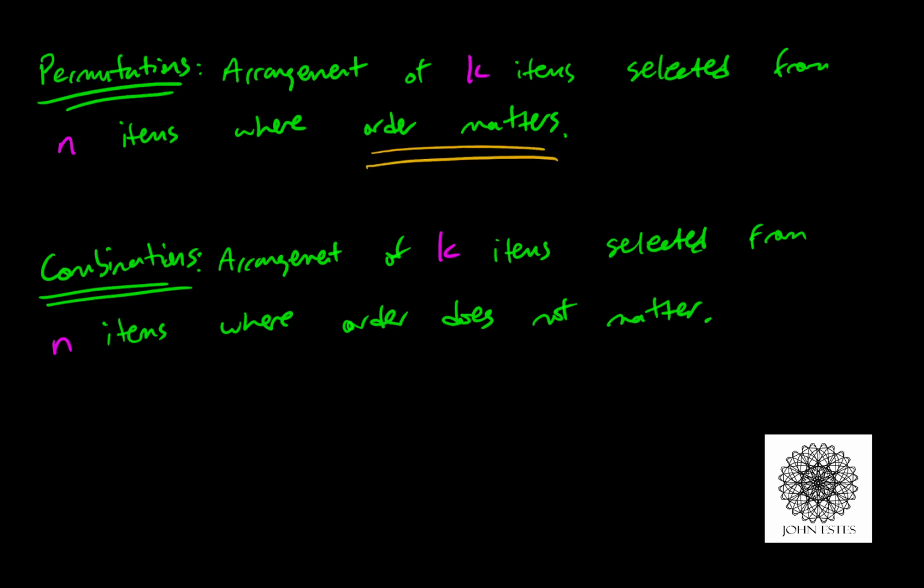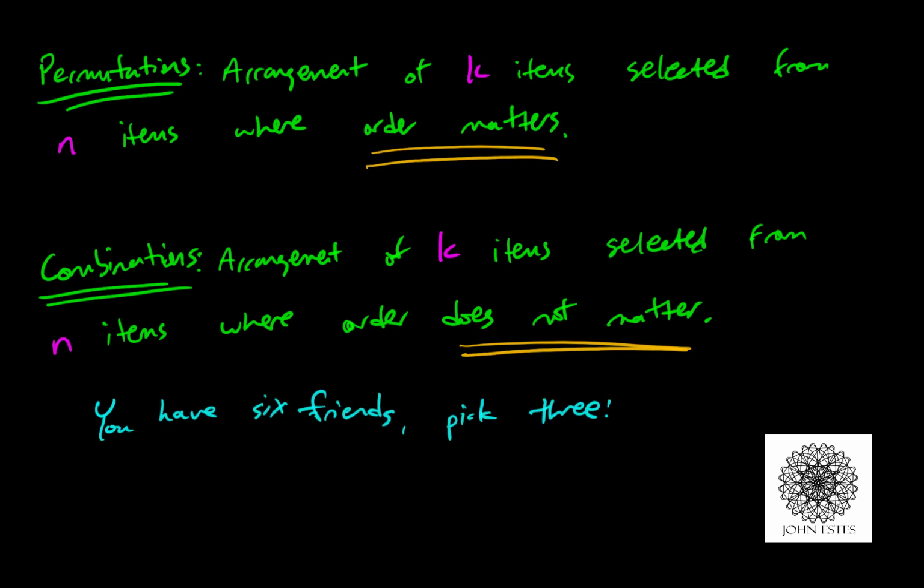For a combination, we're looking at the arrangement of k items selected from n items where order does not matter. Okay, does not matter. Let me give you an example. You have 6 friends. Pick 3. Okay, so let's say you pick your friends. You have your friend Robert, and you have your friend Kyle, and then you have your friend Lana. Now, if I just pick them without any specific order, it doesn't really matter as long as I pick these 3 people. These are the 3 people going to the movie with me. It doesn't matter who shows up first.